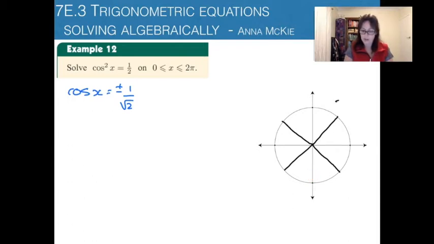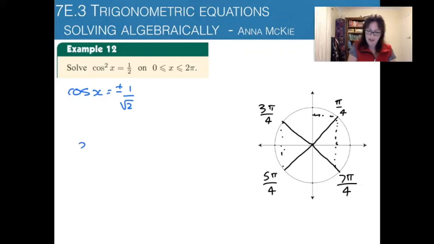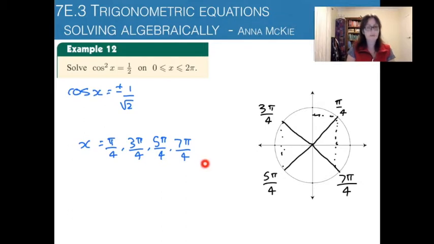So I guess the first one we've got here is pi on 4. Then over here we've got 3 pi on 4, 5 pi on 4, and what's the last one? 7 pi on 4. So just remembering that that comes from when cos is 1 on root 2, is those versions there. And the way you write that out is x is equal to all of these, and you write them as a list. And 7 pi on 4 is our last one.